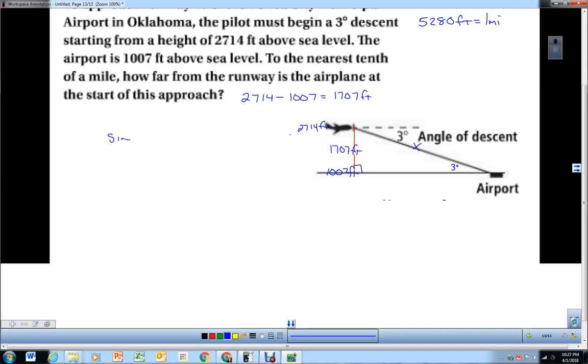So the sine of 3 degrees is equal to 1,707 feet over x. So we cross multiply. Divide by the sine of 3.